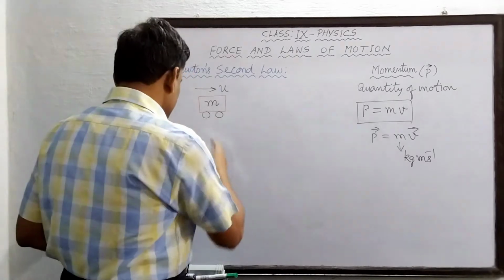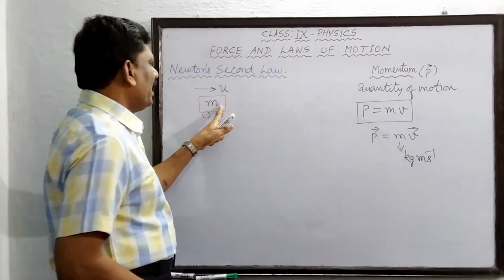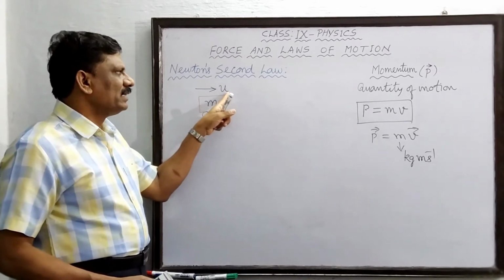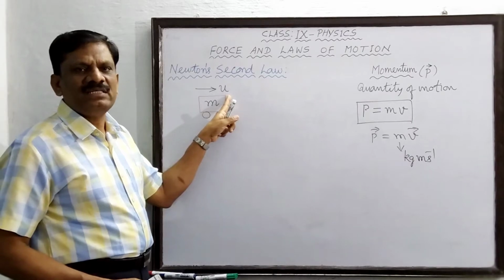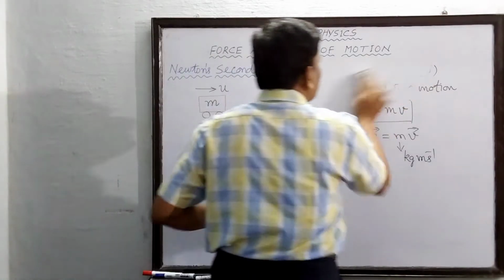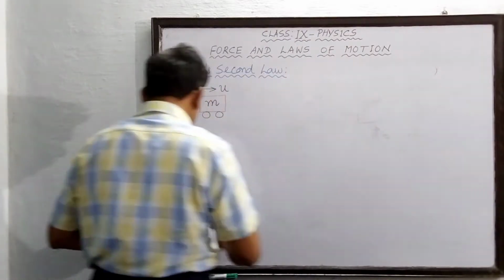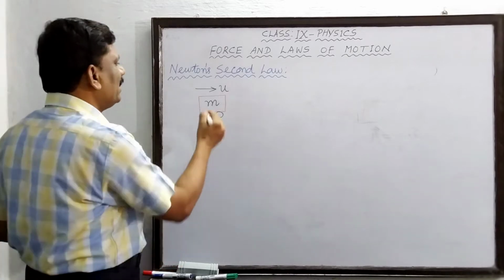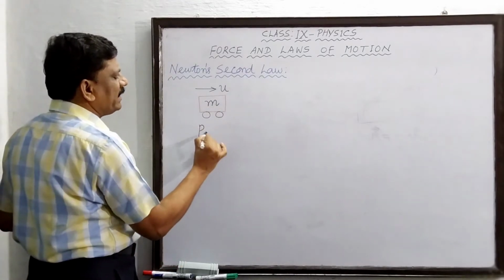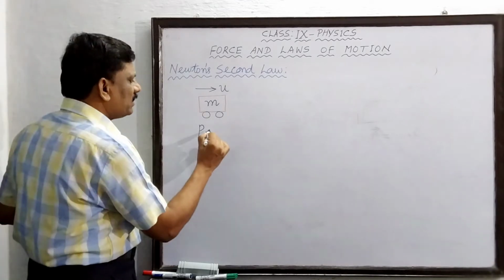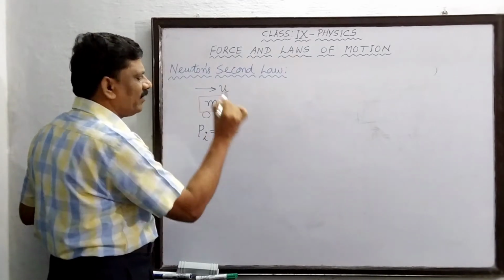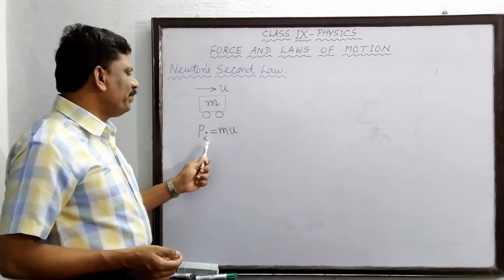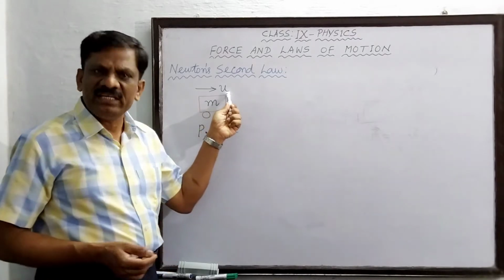In this picture, you will see that I have considered a body of mass m, which has an initial velocity u. So, what is the momentum of the body here? Can you tell me? If m is the mass of the body and u is the initial velocity, then its initial momentum can be represented as p i, for initial. This is the product of mass and initial velocity u. So, the initial momentum of the body is p i equals m times u.